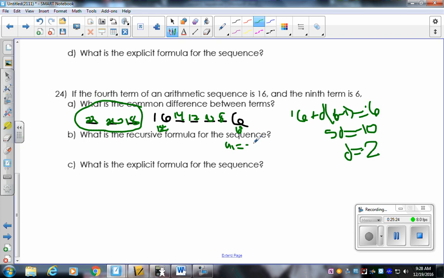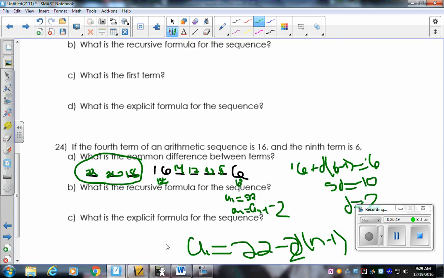The first term for recursive is 22, and then I write the line with a sub n minus 1. And once again, refer to your formula sheet. You don't need to memorize this. And my explicit is first number minus common difference times n minus 1. Right? Oops, that's supposed to be 2.